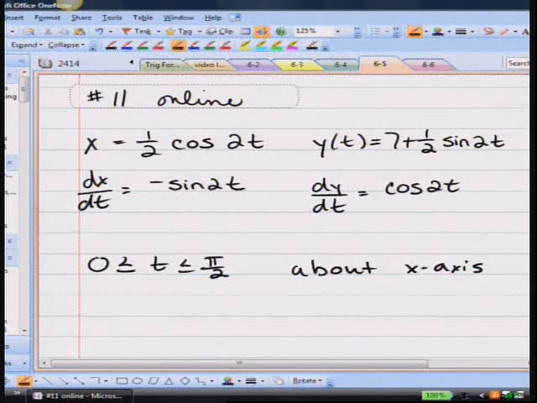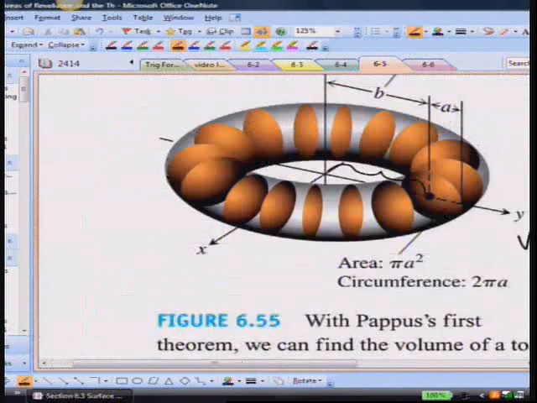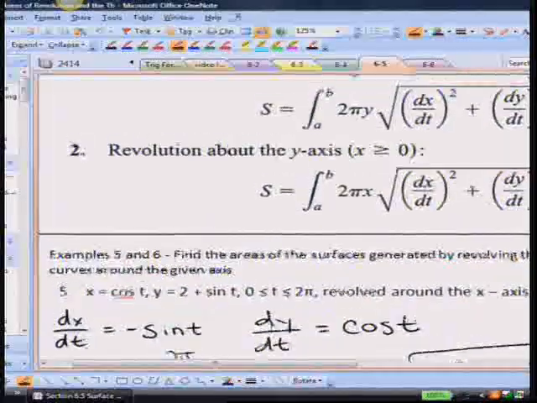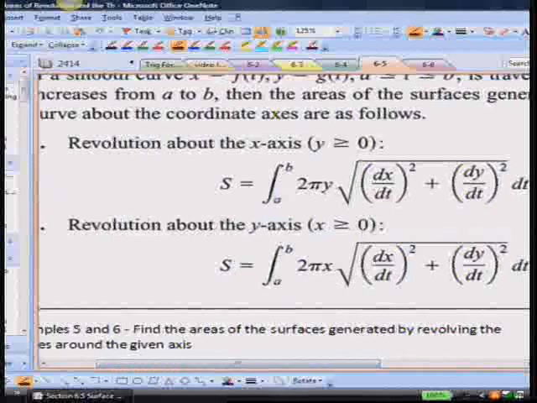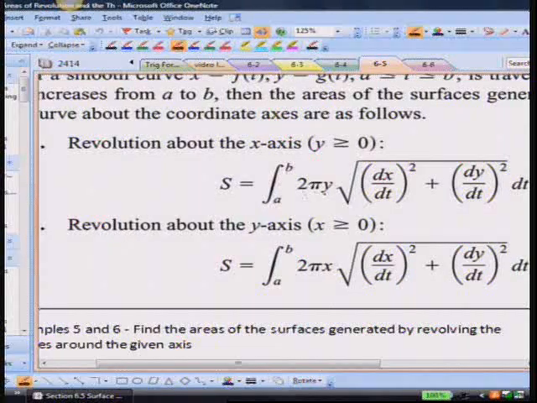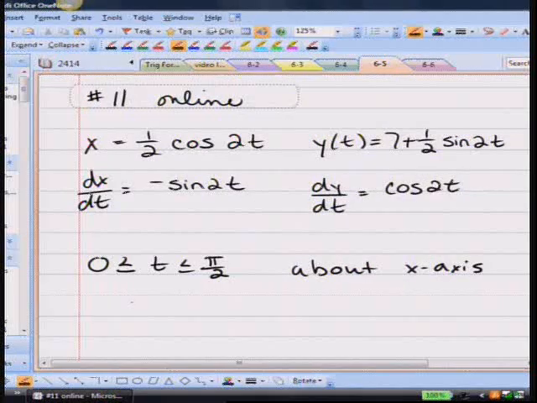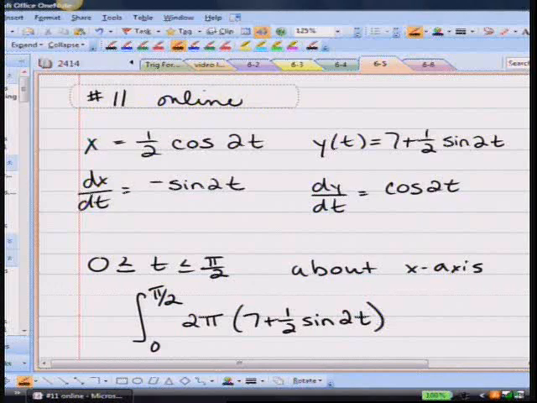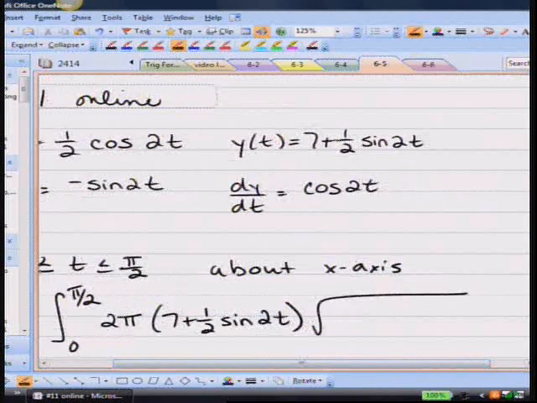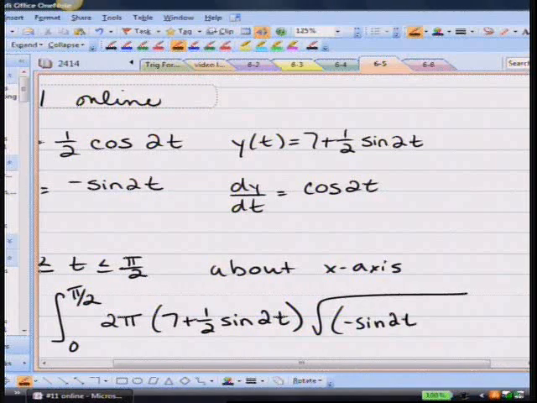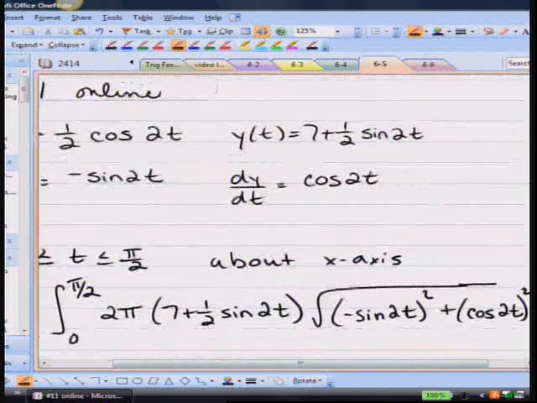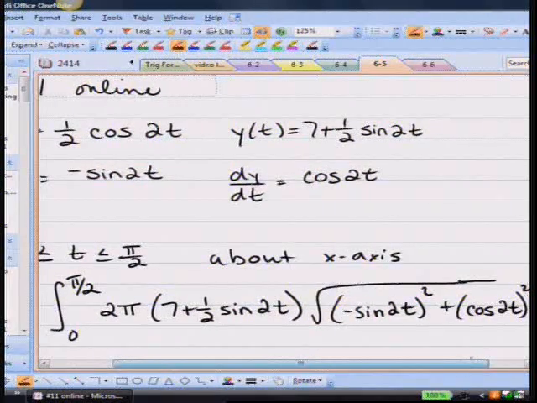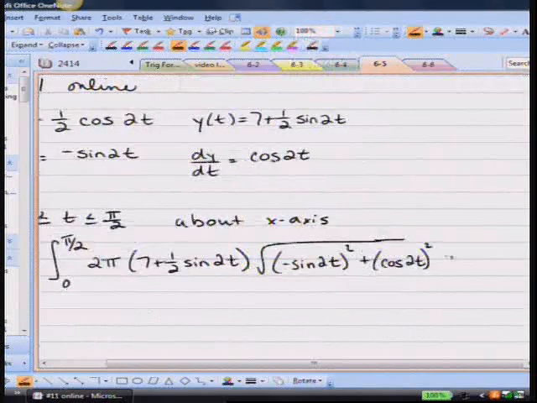Now you'll remember when you're doing this formula, when you're revolving it about the x-axis, you put the y here, right? And you go from a to b of 2 pi y. Okay? So this is going to be the integral from 0 to pi over 2, 2 pi times y, which is 7 plus 1/2 sine 2t, and then the square root of negative sine 2t squared plus cosine 2t squared. This is going to be a dt right here.